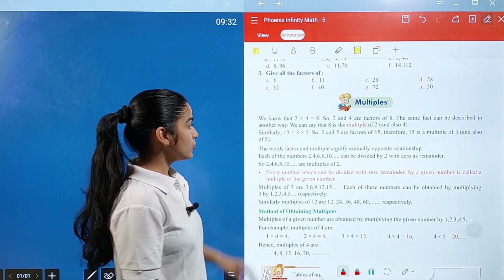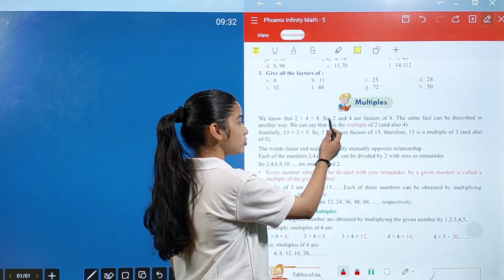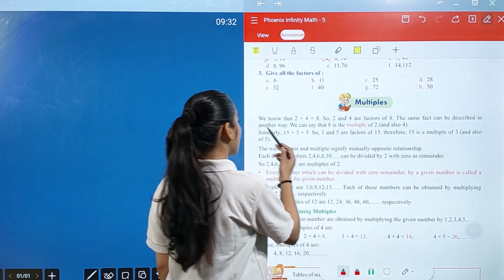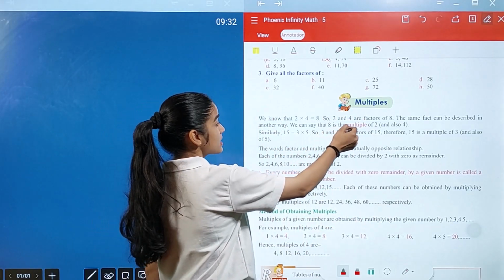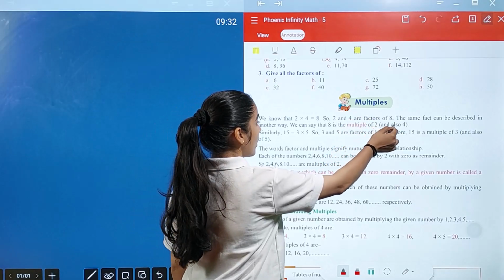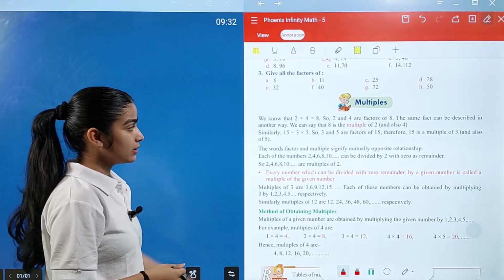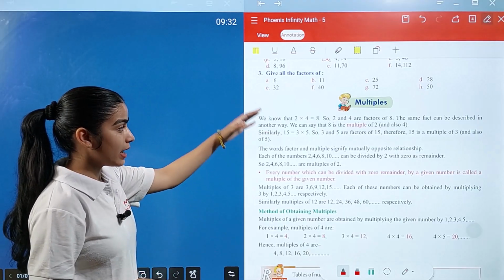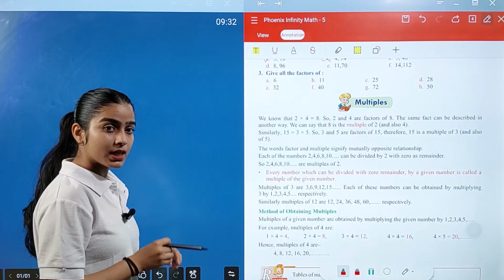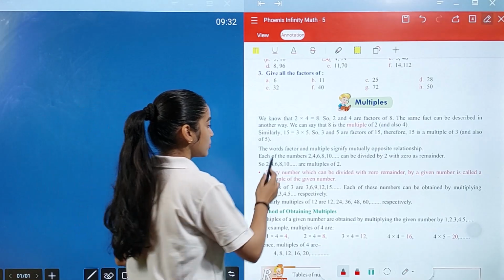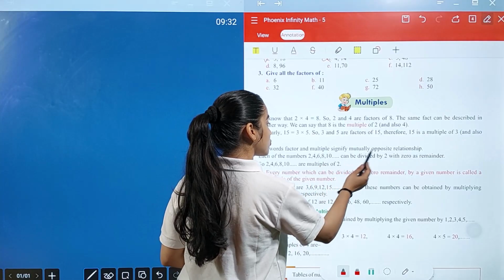So we know that 2 multiplied by 4 is equal to 8. So 2 and 4 are factors of 8. The same fact can be described in another way. We can say that 8 is a multiple of 2 and also of 4. Previously we said that the factors of 8 are 2 and 4, but in this case we say that 8 is a multiple of 2 and 4. So the words factor and multiple signify a mutually opposite relationship.